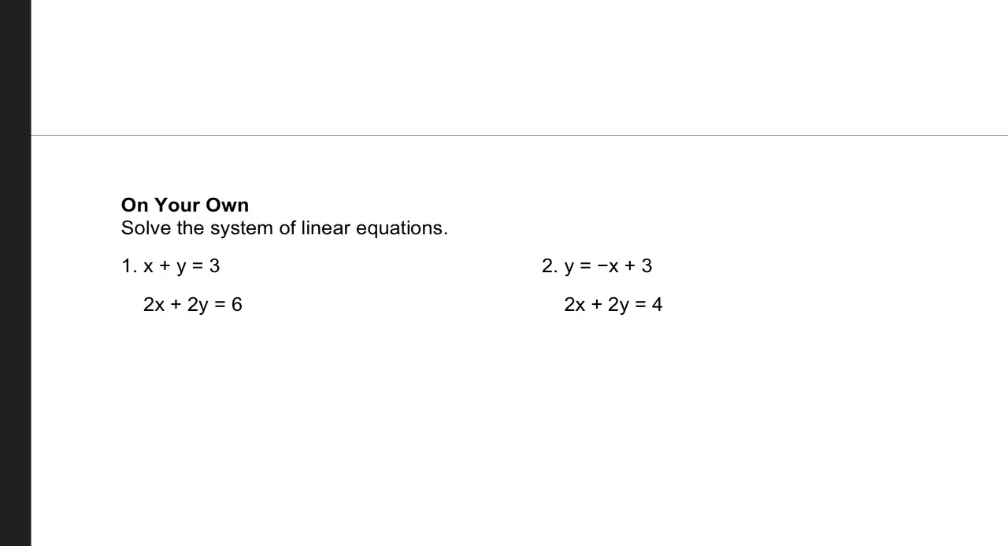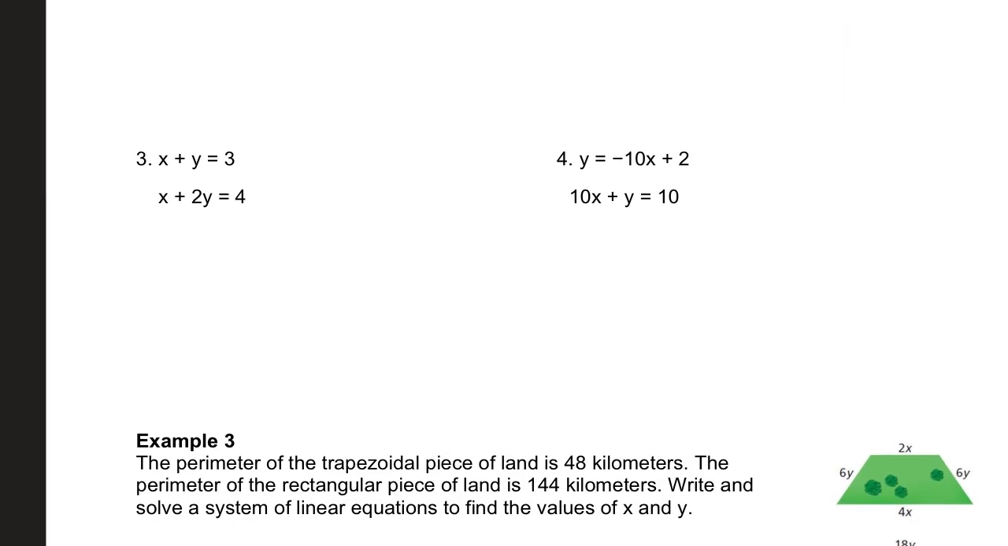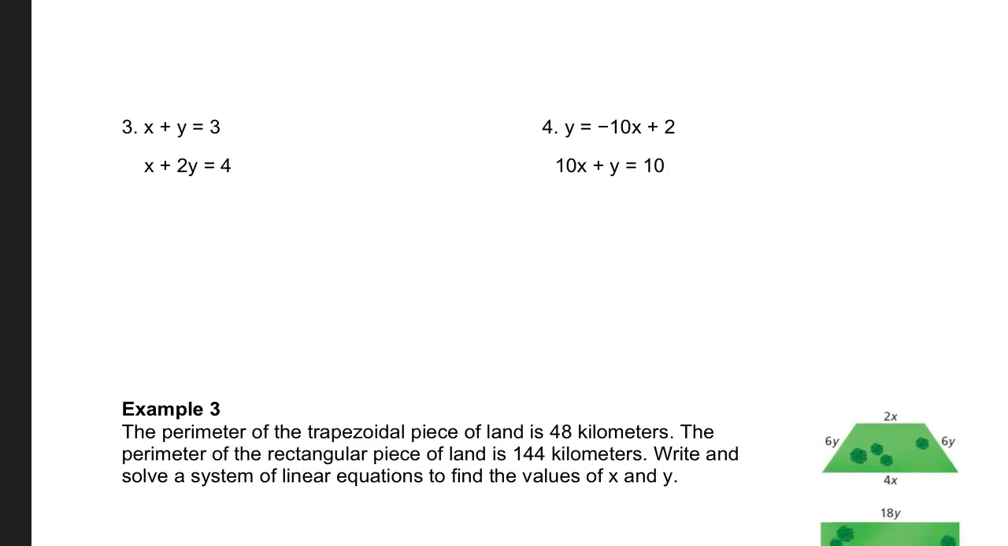All right, now that you've done the on your own problems, this first one is infinitely many solutions. The second one is no solution. The third one's a little bit of a curveball here. This one actually has the answer (2, 1). And then number 4 is no solution.